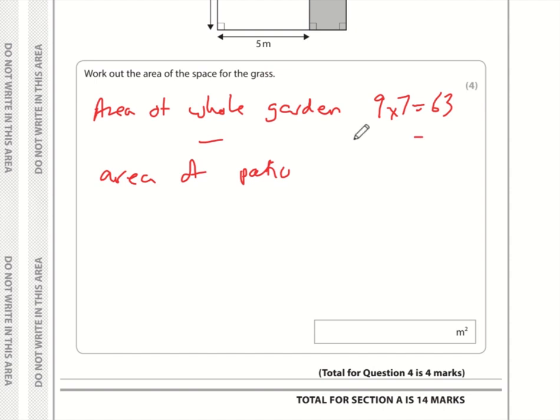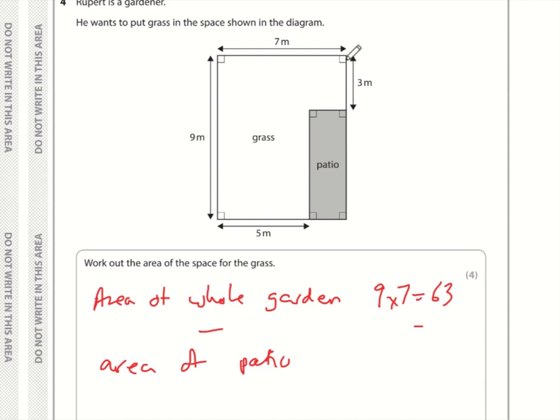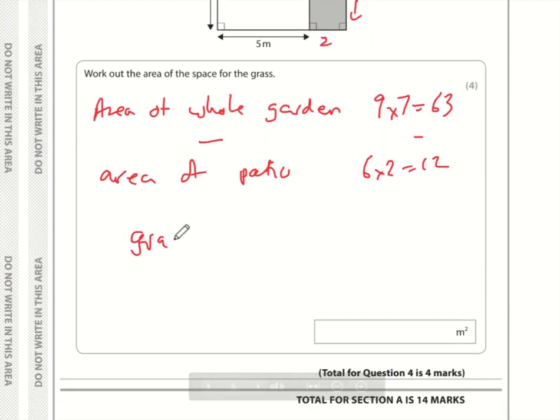Take away the area of the patio. Now, we don't know the dimensions of the patio, but we know that this side length is 9, and if this is 3, then this must be 6. Similarly, if this is 5 and this is 7, then this must be 2. So that's a 6 times by 2, which is 12. So the area of the grass is 63, take away 12, and 63 take away 12 is 51, so 51 square meters.